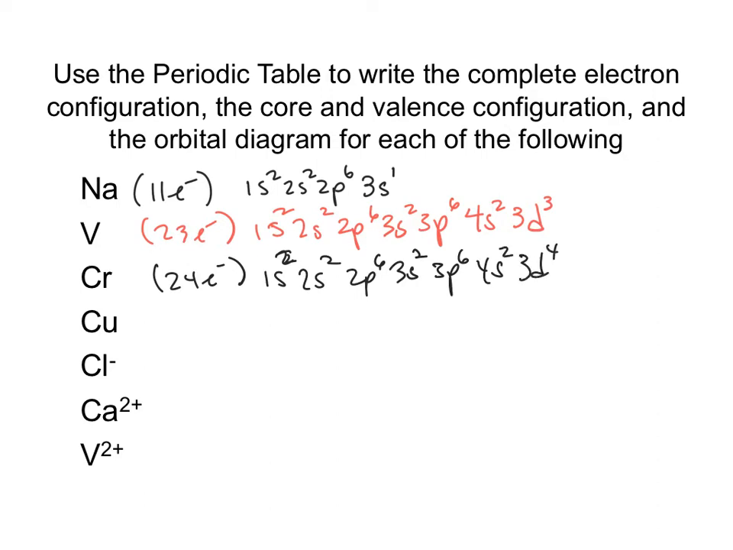The problem here is that this is not correct. That's what you would come up with logically based on what we just did for vanadium. But instead, there is stability associated with the half-filled D shell. And so one of these s electrons hops over to the D subshell and fills it halfway. So this part is wrong. Instead, you have 4s1, 3d5.